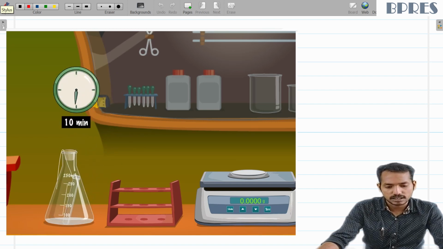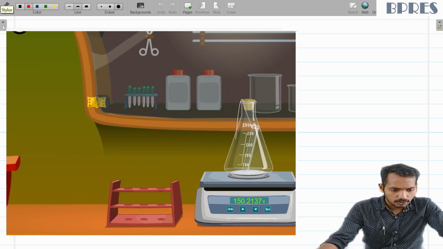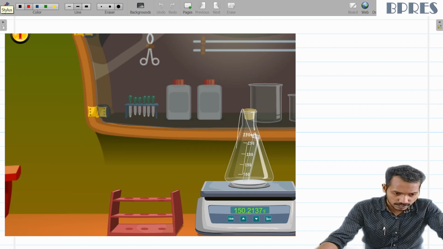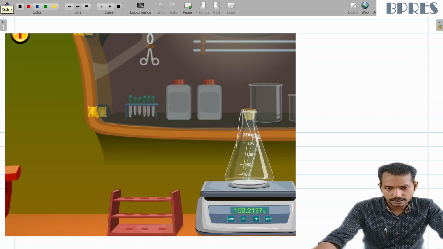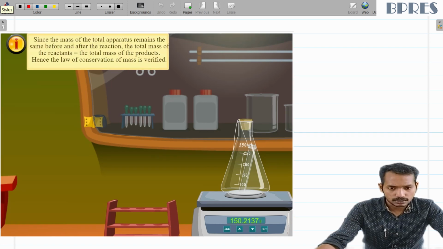What will happen? Once it is mixed up, some chemical reaction will take place. Now I am going to weigh this again. So what do we get? 150.2137 gram. Same mass. This was the mass we got before the mix-up, that means before the chemical reaction took place. And after the chemical reaction also we got the same mass. So what does it indicate? The result is given here: since the mass of the total apparatus remains the same before and after the reaction, the total mass of the reactants is equal to the total mass of the products. That means this law is verified.